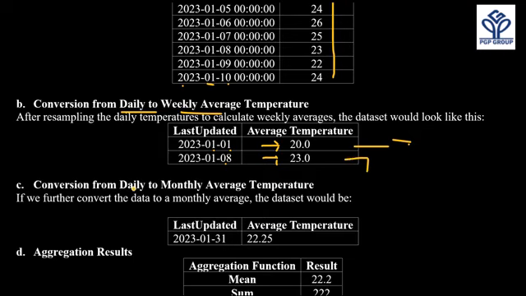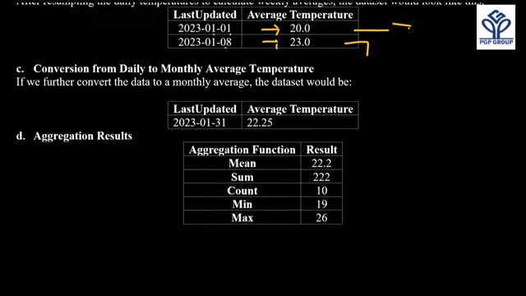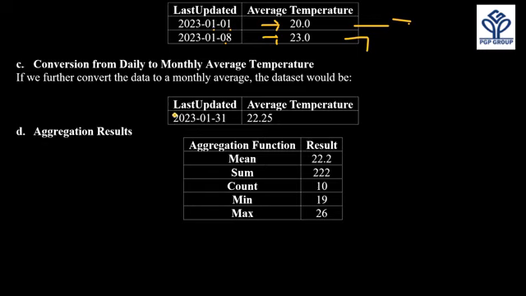Then convert from daily to monthly average temperature. You can see here, instead of having the whole month, I'm not writing all the 30 data here. I'm just converting for 1 month, from the daily to monthly average temperature. The monthly average temperature is 22.25.